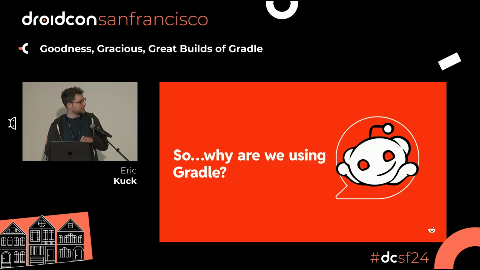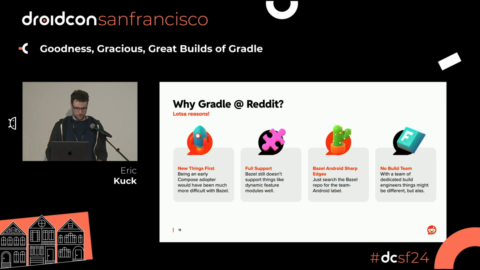So with all those things said, why are we using Gradle? Sounds like there's a lot of advantages to not doing it. Actually, there's a lot of reasons. We have experimented with lots of things, and we keep coming back to Gradle just being the best option for us. There's a few reasons. So for example, you get new things first. We were very, very early adopters of Compose. We started using it when it was still in alpha, actually. We didn't ship anything, but we were doing stuff with it. So this would have been much more difficult if we were using Bazel.